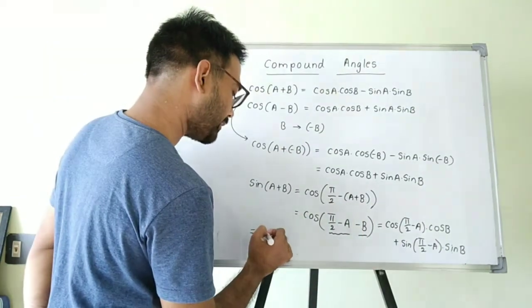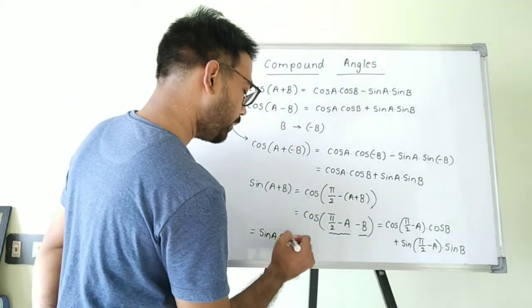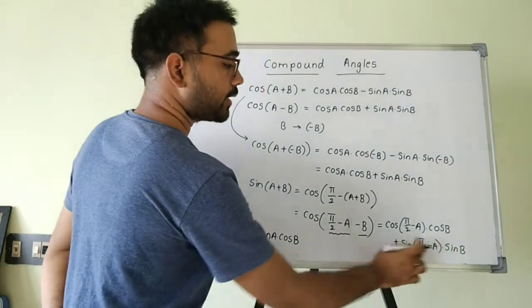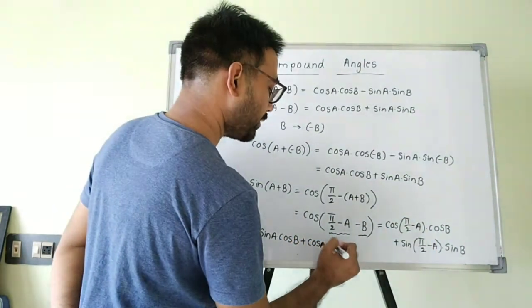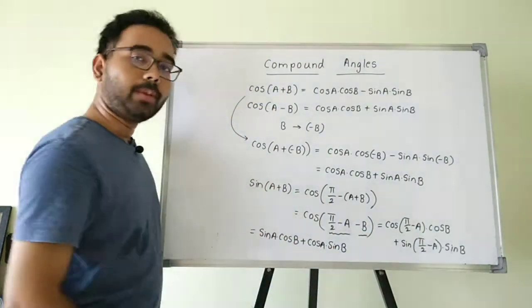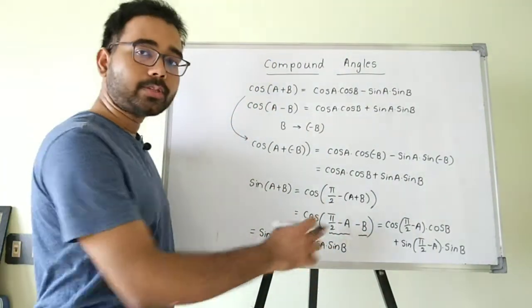So this is going to be sin A cos B, and this is cos A sin B. So this is the third formula. Sin of A plus B is sin A cos B plus cos A sin B.